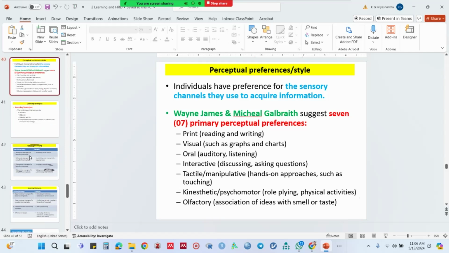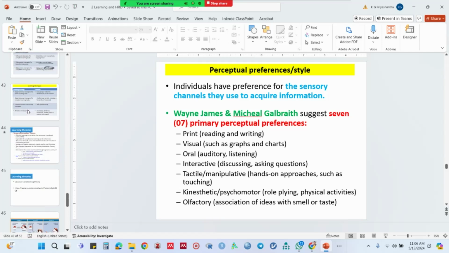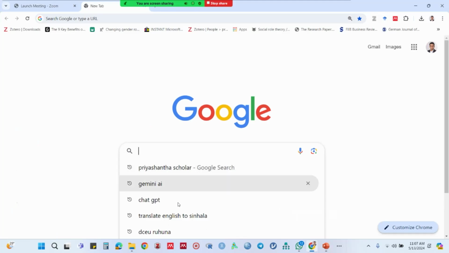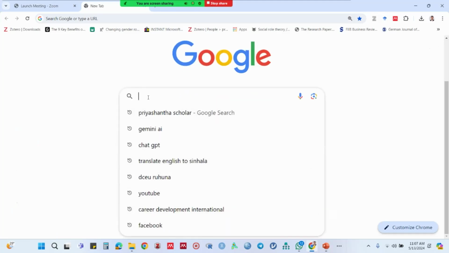This slide. Now talking about the learning theories. Learning theories are on my YouTube channel. I ask you to go to that and watch. You can watch that. I have given it in the LMS.